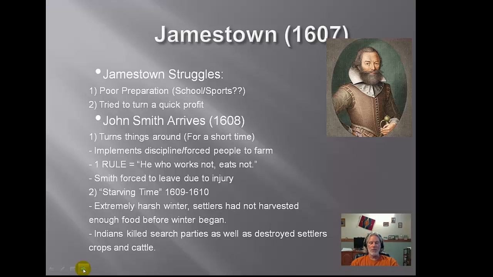In time, though, he was injured and was forced to leave, and then about a year later or so, a harsh winter began. Settlers had not harvested enough food for winter. And then the Native Americans, the Indians, also killed the search party, and destroyed the settlers' crops and cattle. If you can't eat, you're not going to survive.